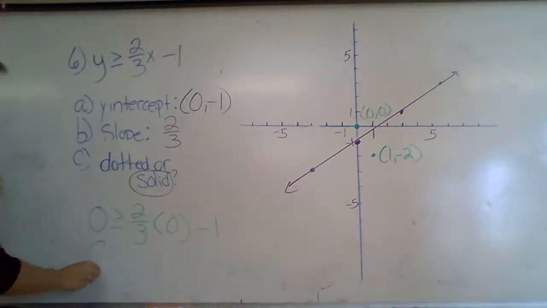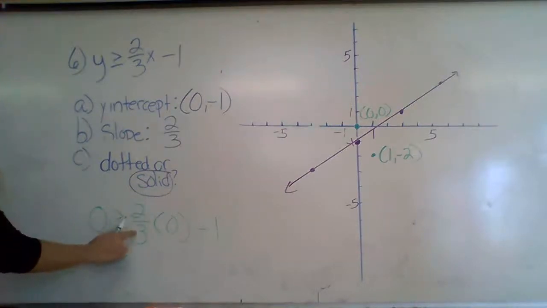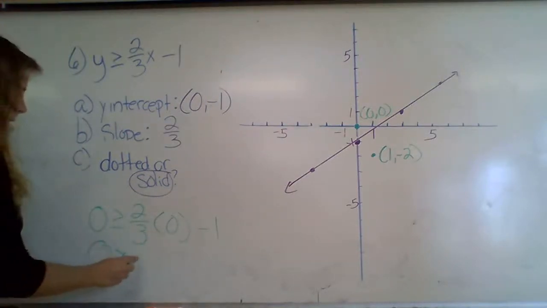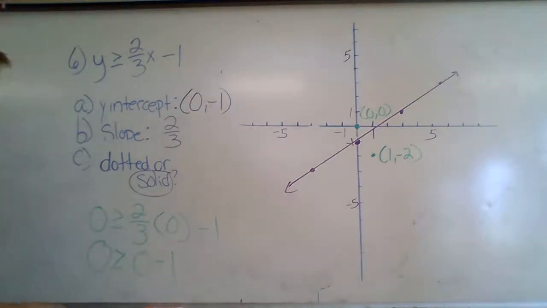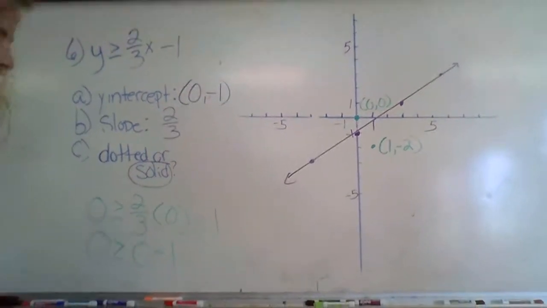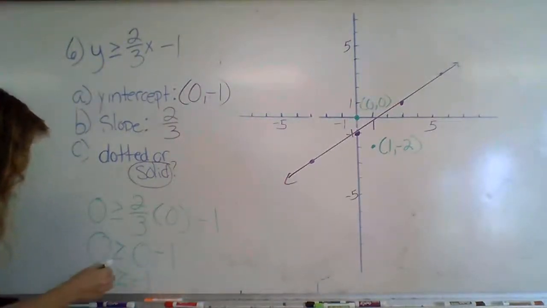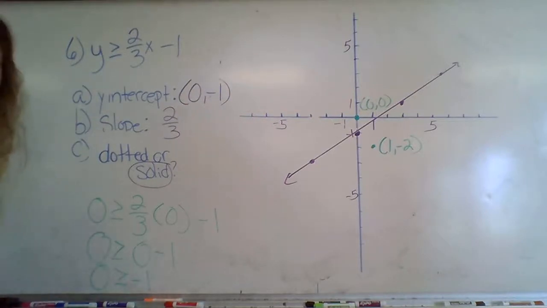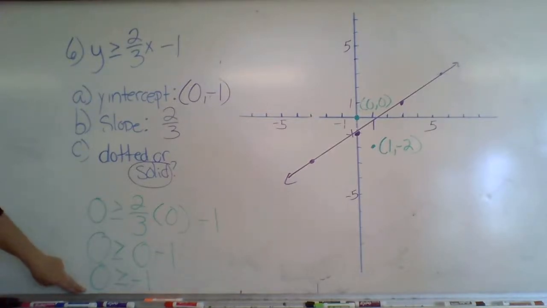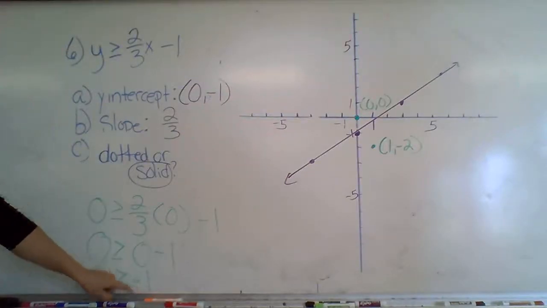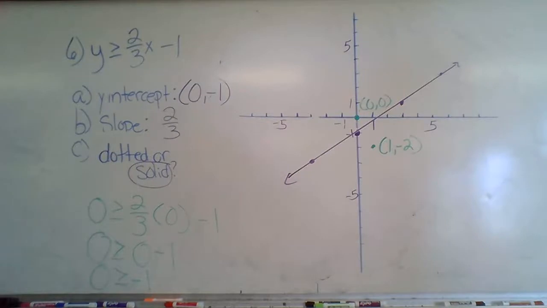Here we go. 2/3 times 0. Anything times 0 is 0 minus 1. Ooh, I'm almost out of room. So then you get 0 is greater than or equal to -1. Is that true? Is 0 greater than or equal to -1? Yes. 0 is greater than any negative number. If you owe the bank 0 money, that's better than owing them $1. Hopefully none of you will ever be in debt.